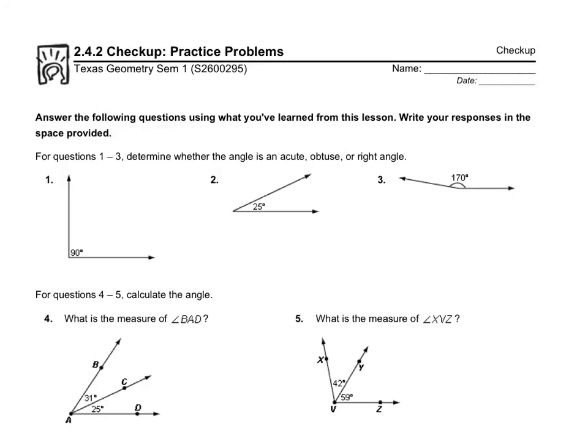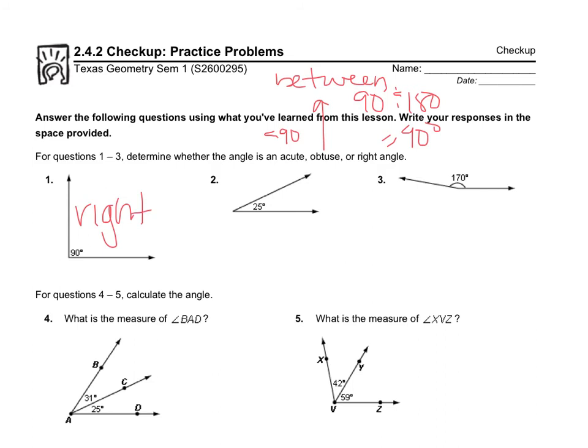So for questions 1 through 3, you're supposed to determine if the angle is acute, obtuse, or right. So remember, acute meant it was less than 90. Obtuse meant between 90 and 180. And right meant exactly 90. So number 1 is a right angle because it's exactly 90 degrees. Number 3 is 170, and that's between 90 and 180, so that would make this obtuse.